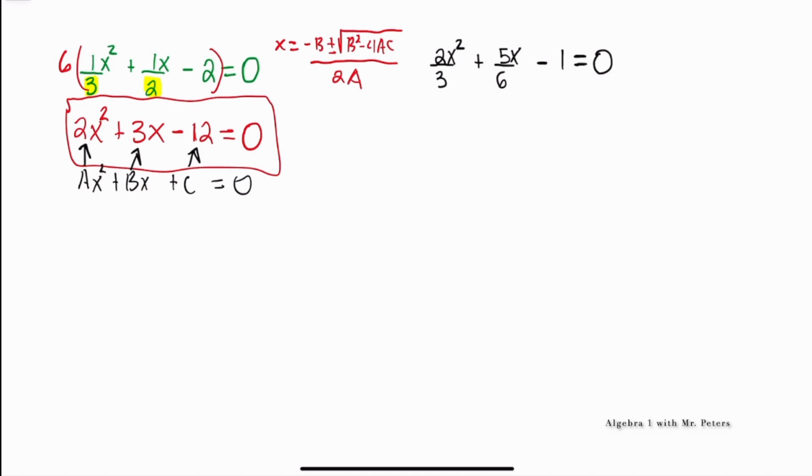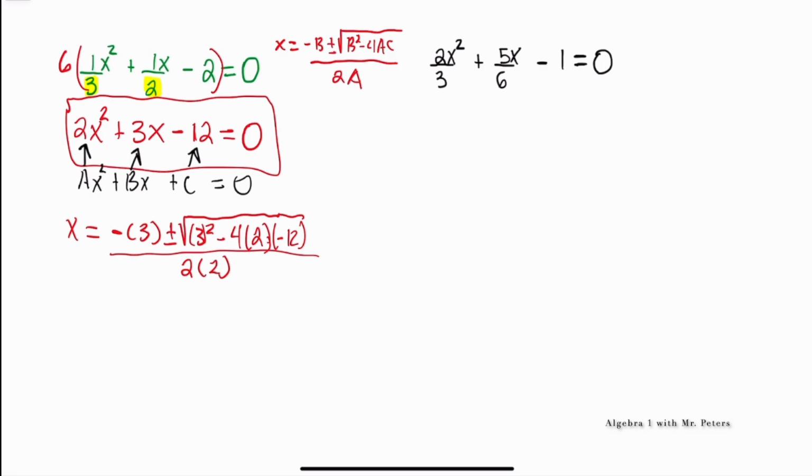So once we substitute, what we're going to have is x is equal to the opposite of b, so that's the opposite of 3, plus or minus the square root of b squared, which is going to be 3 squared, minus 4 times a, which is 2, times c, which is negative 12. And we're going to divide this all by 2 times a. We know a is 2.